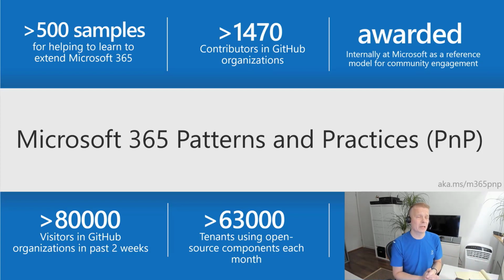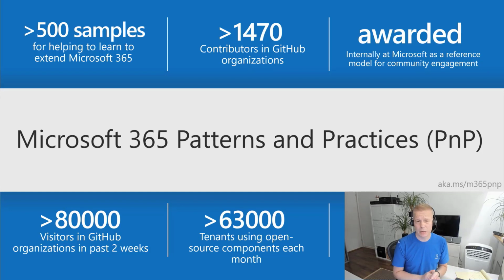Right now, if you think about what we have available, we have quite a lot of samples, more than 500. We'll go through how to find the relevant samples for you in a second. We have more than 1,470 contributors in the GitHub organization. We have quite a lot of different locations where we work and different projects, and I'm going to go through some of them today. But there are quite a lot of contributors throughout the years who have been active on this.